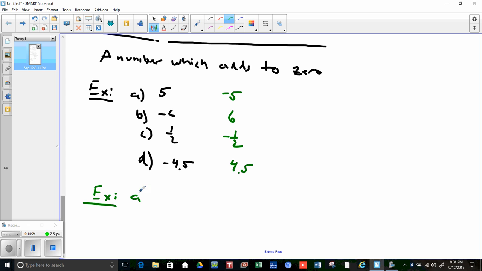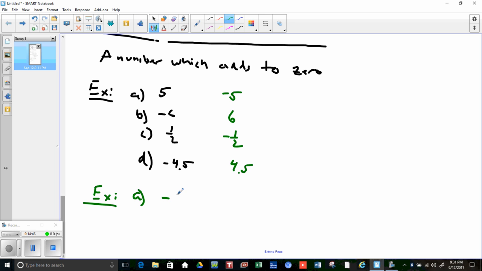Why is that not writing? That's weird. Sorry about that. That is a total lag. No idea what's going on there. Let's try that again. That's better.